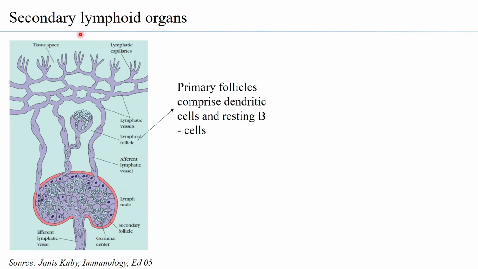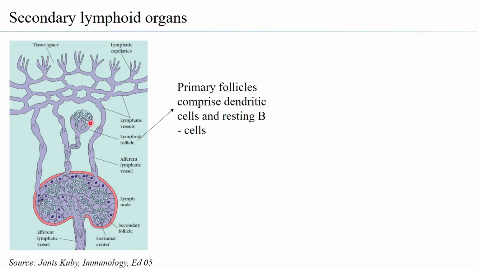And this entire system has what are called lymphoid follicles. The lymphoid follicles can be differentiated into primary follicles and secondary lymphoid follicles. The primary follicles basically comprise what are called dendritic cells. These are immune cells, and resting B cells.